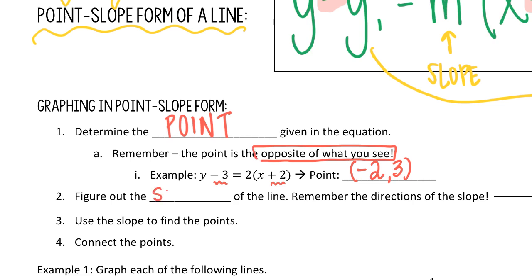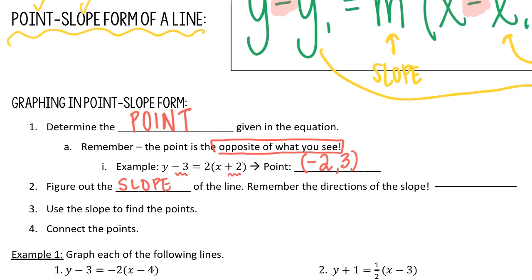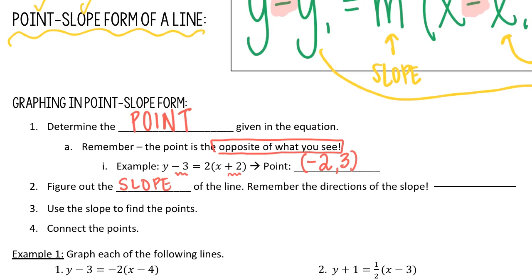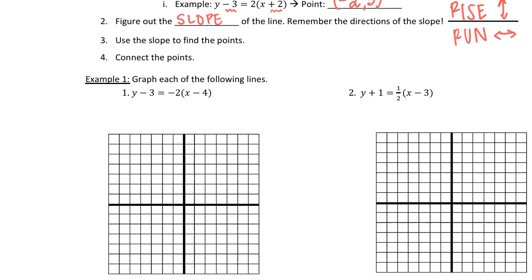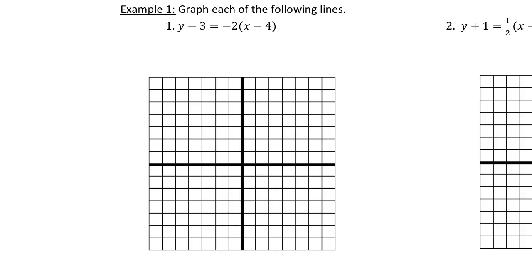Then figure out the slope of the line. Remember, the slope is in front of the parentheses. The slope helps you find, it's like a GPS tool, helps you find more points on the line. Remember that the numerator represents the rise. The denominator represents the run. So the numerator tells you the up and down direction. The denominator tells you the side to side direction. You use the slope to find more points. You connect your more points, and then you have your line.